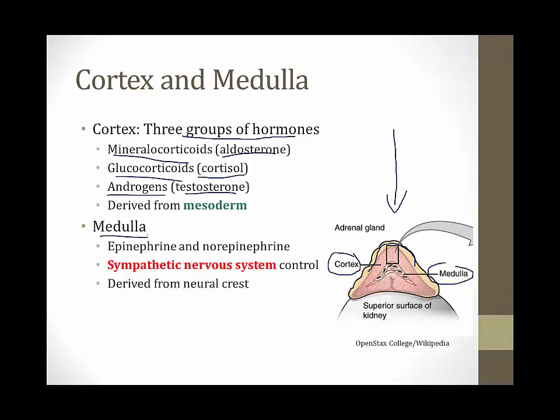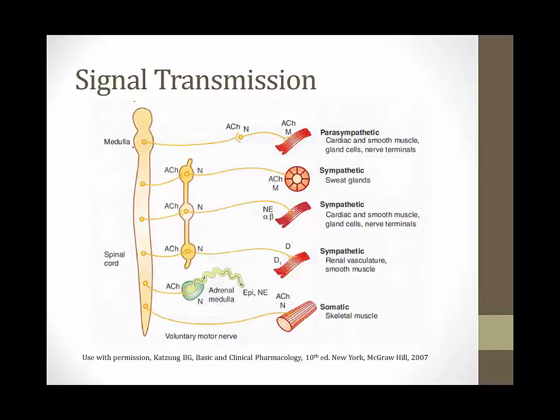The medulla, on the other hand, synthesizes epinephrine and norepinephrine, and it is under the control of the sympathetic nervous system. You can basically think of the medulla as a massive nerve that secretes epinephrine and norepinephrine into the systemic circulation. And just like many cells of the nervous system, it is derived from the neural crest in terms of embryology. The cortex, on the other hand, is derived from the mesoderm, like lots of different types of connective tissue. We're not going to talk about the adrenal medulla very much in this module. We're going to focus on the cortex, but I just want to remind you of the very important role the adrenal medulla plays in the sympathetic nervous system.